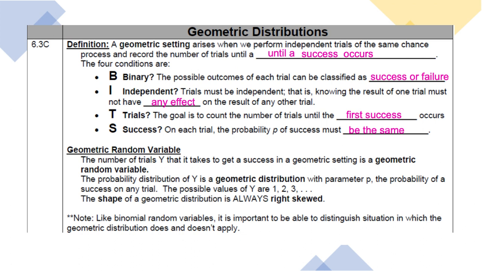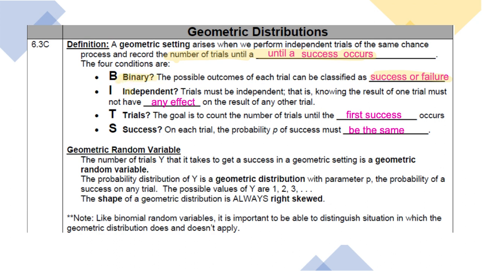But basically, we're still dealing with binary trials. So possible outcomes, success or failure, is what we're looking at here. The difference between what we talked about before, when we're talking about a geometric setting, is we're counting the number of trials until a success occurs. Before, when we were talking about binomial variables, we already had a number of trials and how many of those trials are successful. Now we're just going to keep going until we get a success or until we get a failure, one or the other.